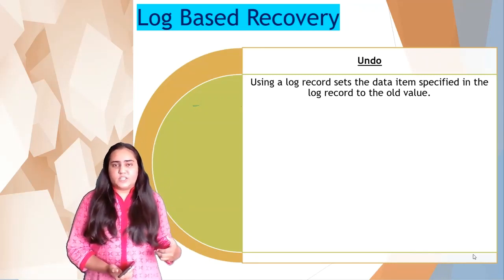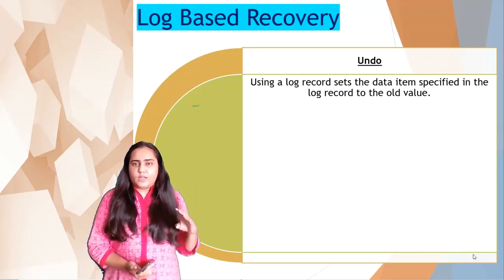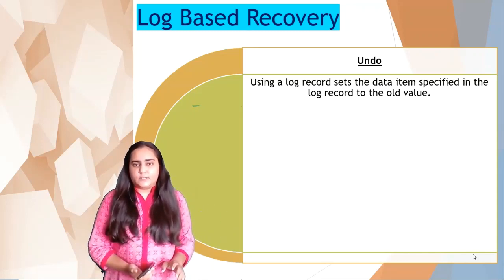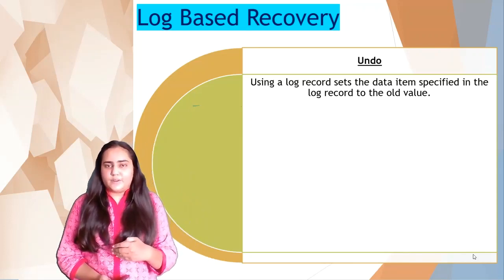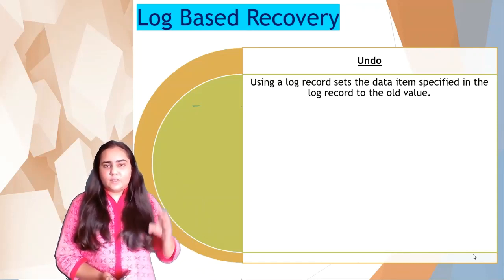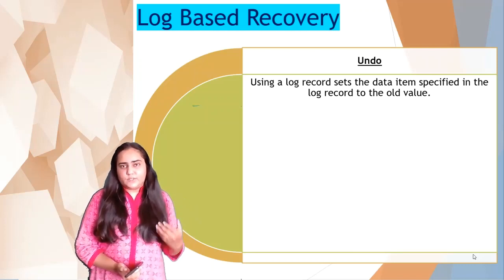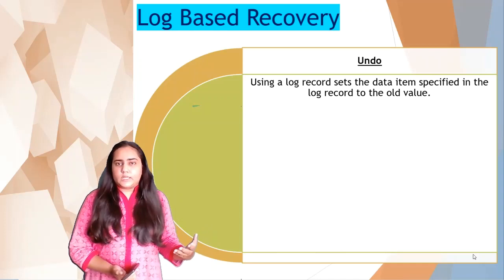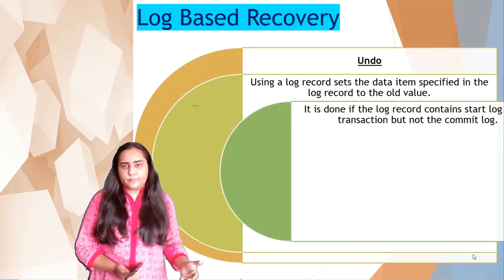Undo, as the name suggests, will undo everything that the transaction has done. So all the new values are set to the old value. This can be done by looking at the log, because the log is storing the old value as well as the new value of a data item. So you can always look there and set the data item to the old value.